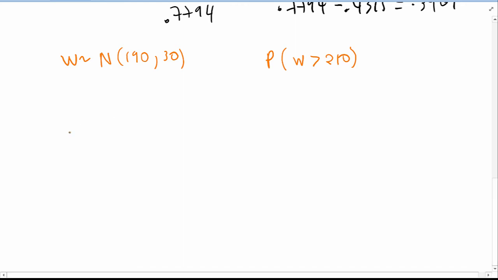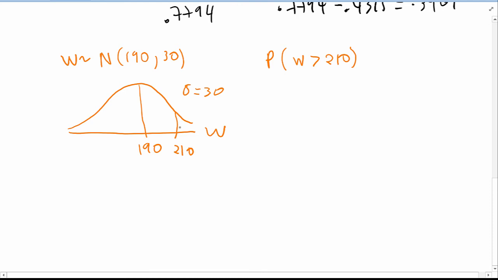Let's visualize the data. Right here is the weights. They're normally distributed. The mean is 190. Standard deviation is 30. And 210 is right here, and we're looking for this much area right there. So we're looking for a tail area. You remember that we can either use the complement or the symmetry to find that area, but this is standardized first, so we can use the tables. The 190 will go to 0.